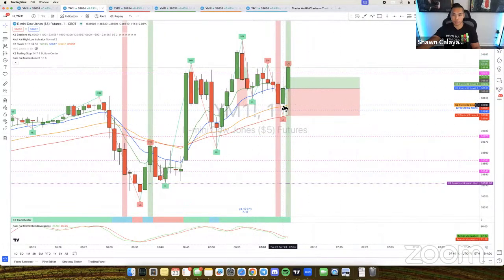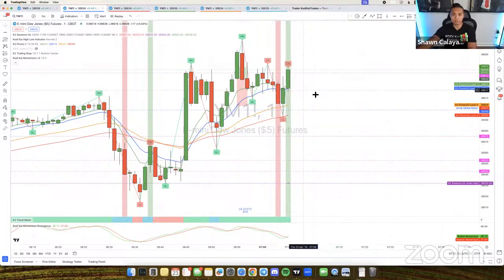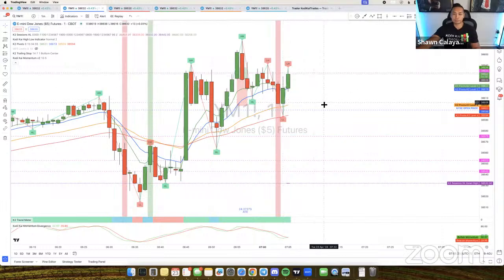So that was the setup that we were looking for. Basically a double body rejection in the direction of the trend with a smaller following candle. That's a CB entry right there, full TP. Didn't take it, but I just wanted to mark it up so you guys can see, and a lot of you guys are still trying to learn that strategy.